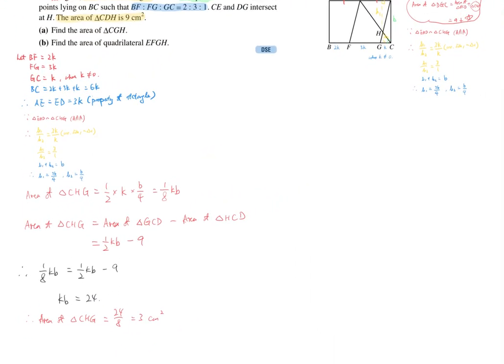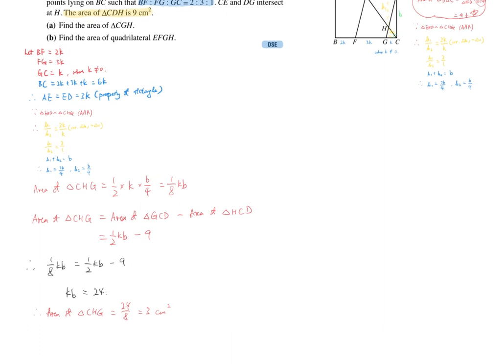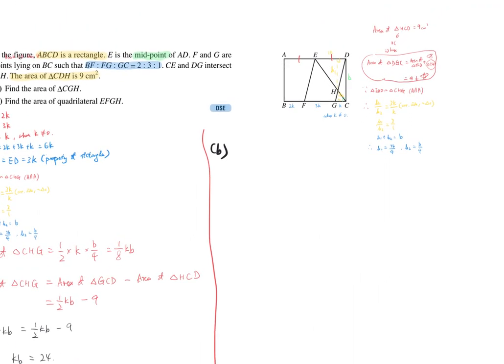Okay, so this is one way to solve this question. So please check. And then next we will try to do question B also. So this is question A, and then we'll try to do B. For question B, we will try to find the area of the quadrilateral EFGH. So EFGH is this one.